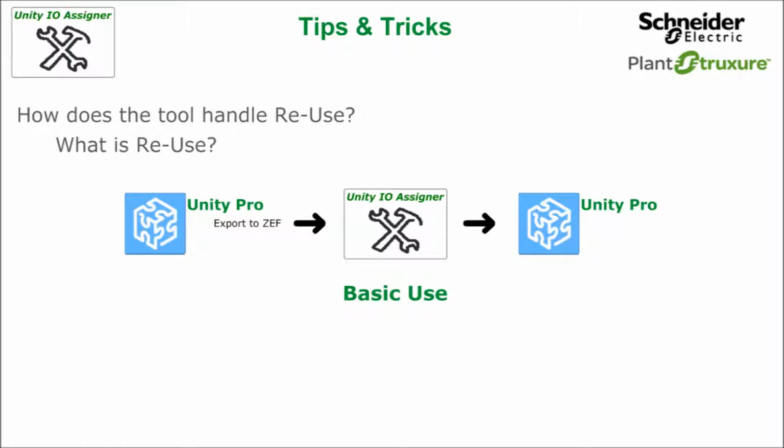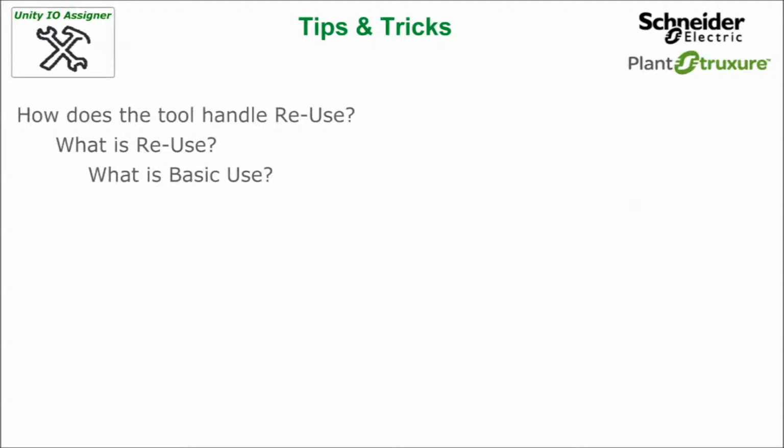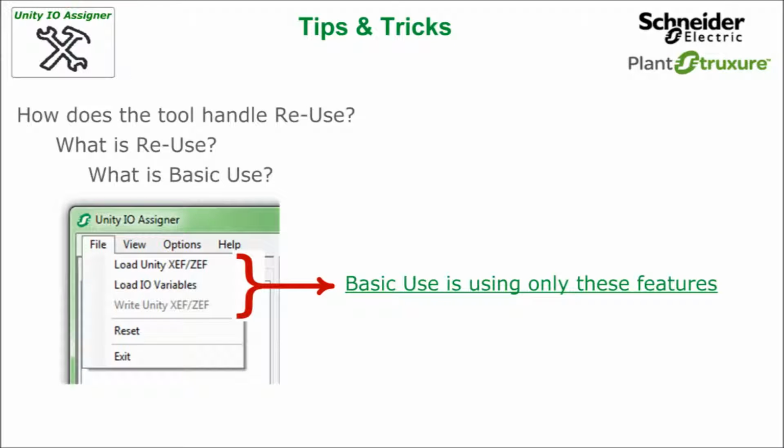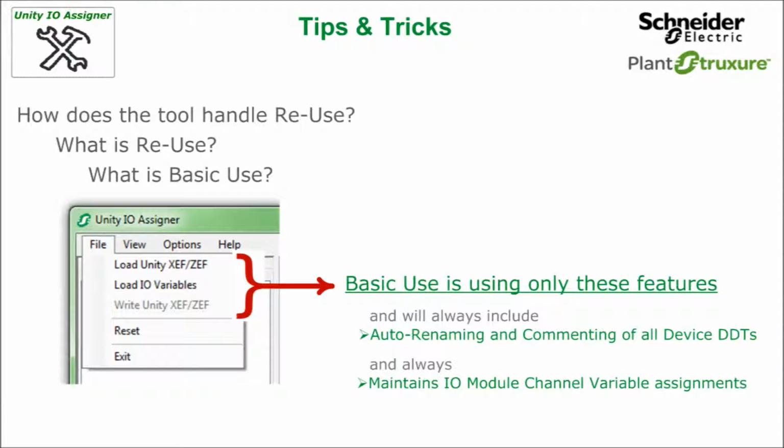Was it basic use or basic use plus options? But wait, what is basic use? Basic use is when only the basic features are used. And if basic use is all that is executed, the Unity I/O Assigner can be reused as many times as needed with no worries. Any changes in Unity Pro to the hardware configuration affecting device DDTs will be updated, and I/O module channel variable assignments are always maintained.